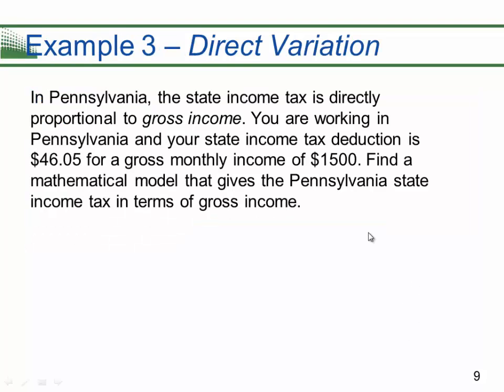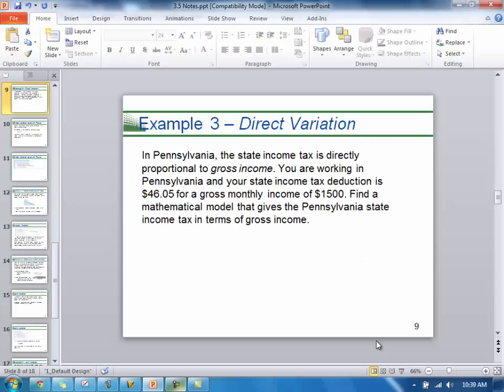All right, so let's try an example then. In Pennsylvania, the state income tax is directly proportional to the gross income. Let's write an equation for this. It says you are working in Pennsylvania. Your state income tax deduction is $46.05 for the gross monthly income of $1,500. Find the mathematical model that gives us the income tax in terms of gross income. Go ahead and try this.